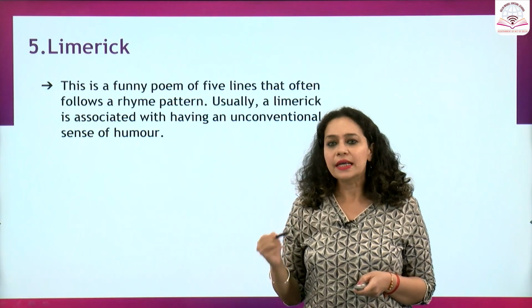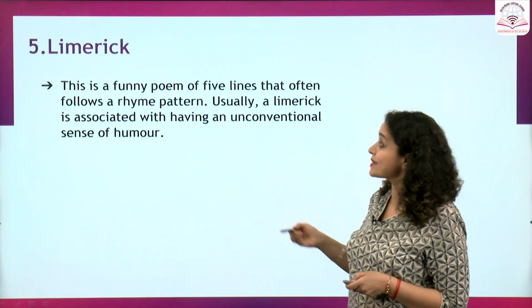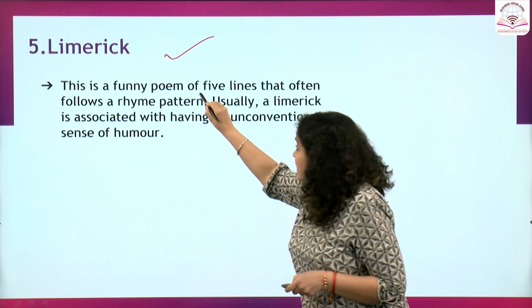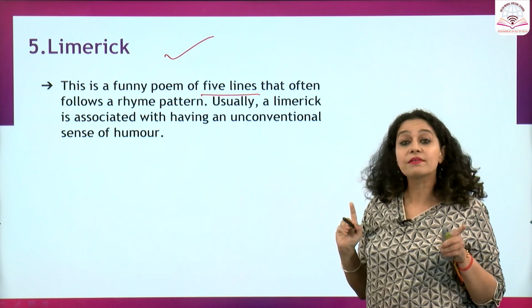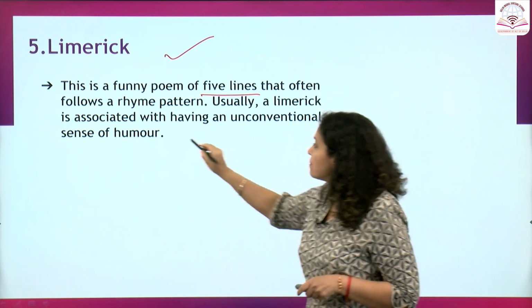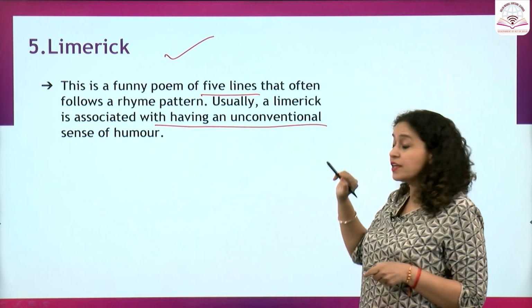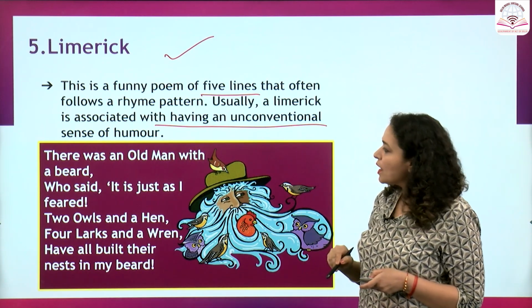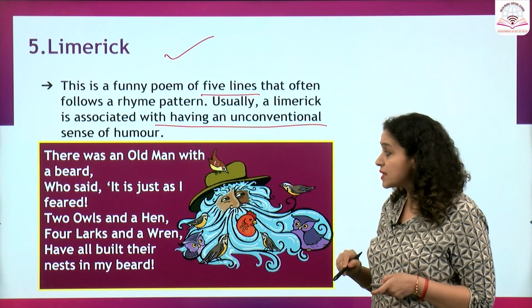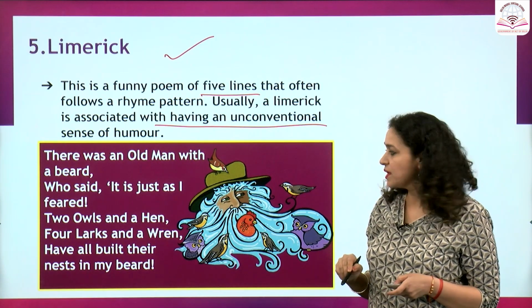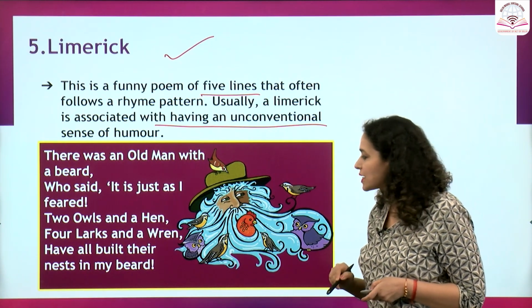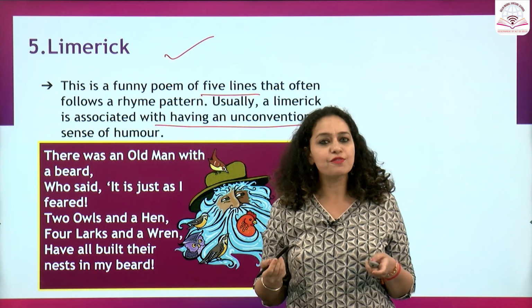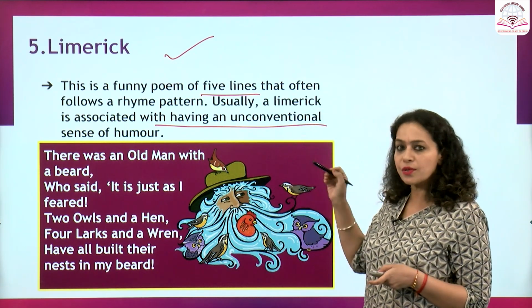Now students, let's talk about the fifth form of poetry, that is limerick. This is a funny poem and it is again of 5 lines that often follows a rhyme pattern. Usually a limerick is associated with having an unconventional sense of humor. So let's have a look at the example now. There was an old man with a beard who said, "It is just as I feared. Two owls and a hen, four larks and a wren have all built their nest in my beard." So sounds very funny. But students, just focus on the rhyme pattern.